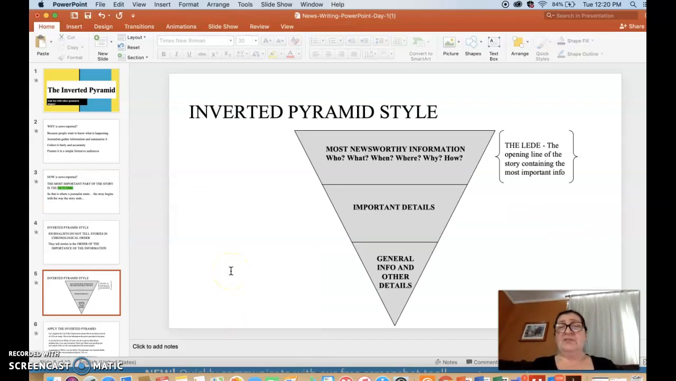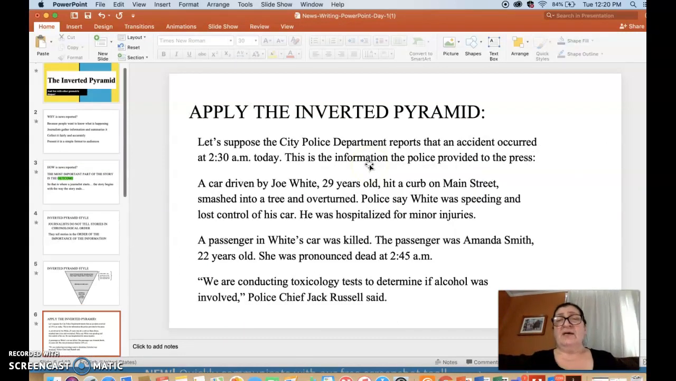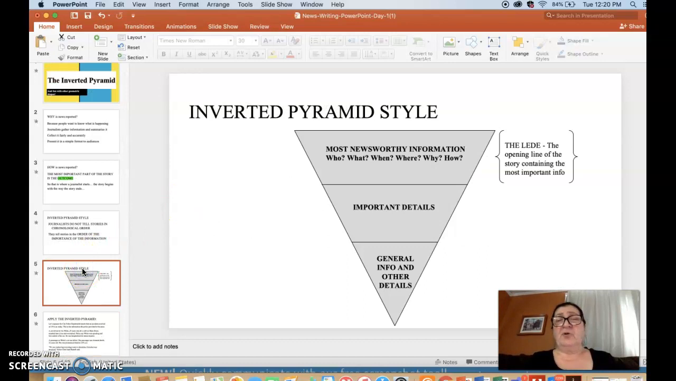And then from the most important part, we go down to a little less important, a little detail, but not as essential as the breaking news part. And then the third portion of the information would be general information and other details that you may or may not want to know. You don't have to know.